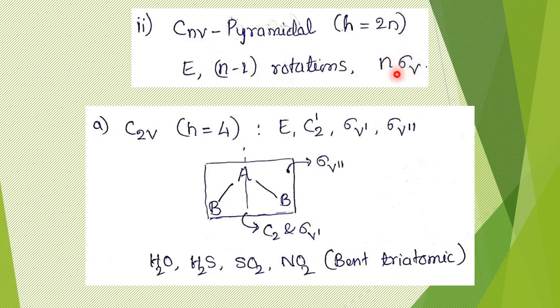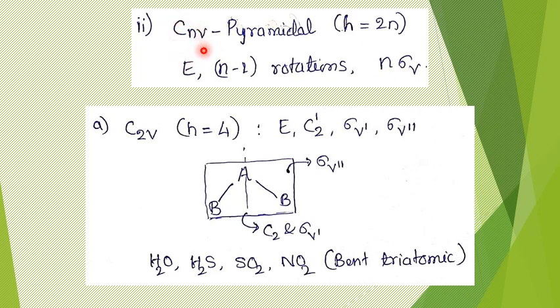I hope we know the term sigma v, or you can have a quick revision of the previous video where sigma v, sigma d, sigma h, all these things have been defined. Probably the third video, where planes have been explained. So that idea we should have. What is sigma v? We should have that idea. So n number of such vertical planes will be present in the case of the CnV point group.